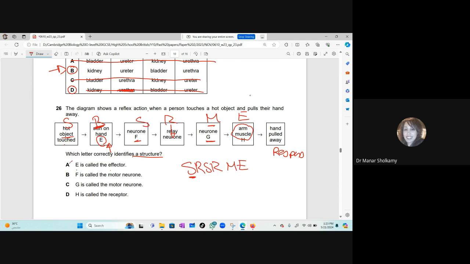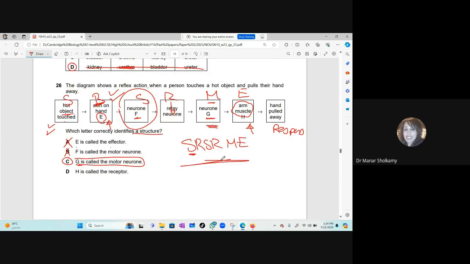No. F is called the motor. Is F the motor? No. G is called the motor. Is G the motor? Yes. G is the answer. H is called the receptor. Where is H? No, it's not the receptor. The receptor is here, the first one. So this really made it very easy. Without it, maybe we will get confused. So I also highlighted this for you, so you can go back and look at it.